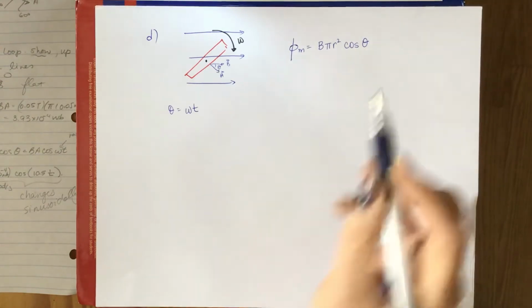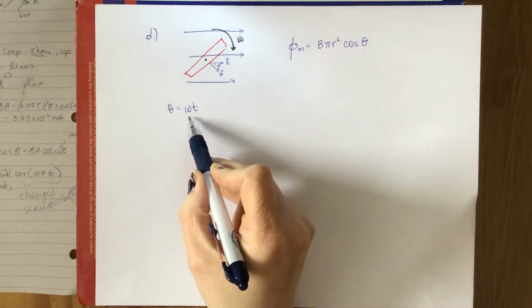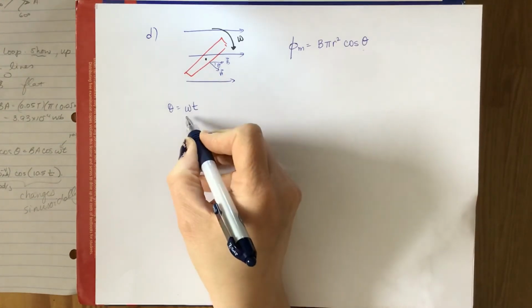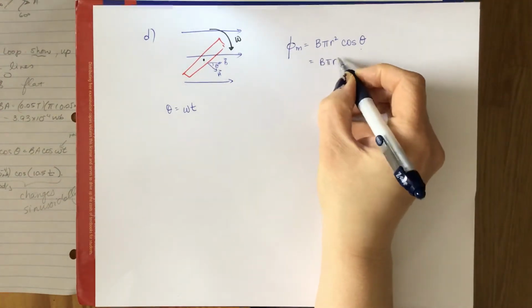So what we need is a value of theta to put in here. It's going to be omega times t. We have to be a little bit careful with our units here. When we put omega t in our equation, omega needs to be in radians per second.